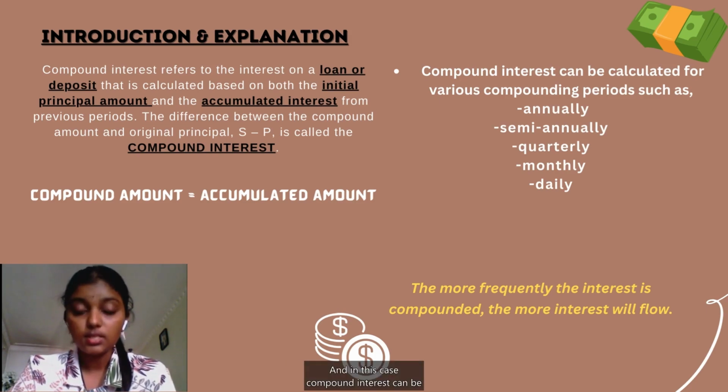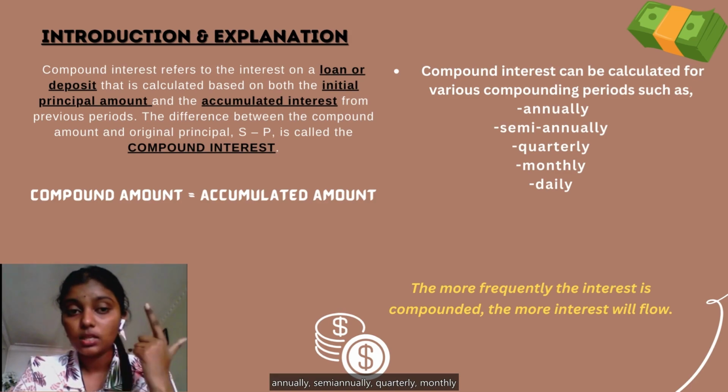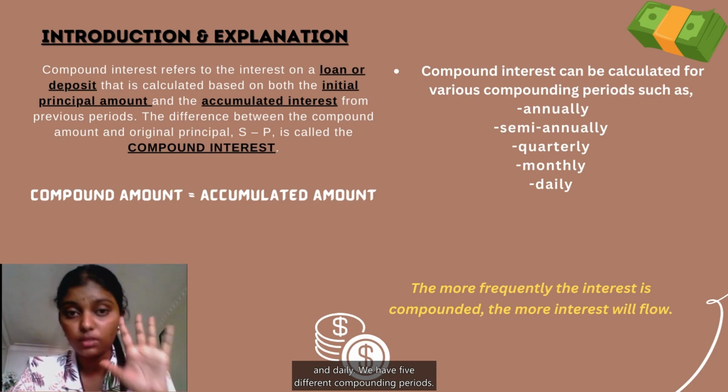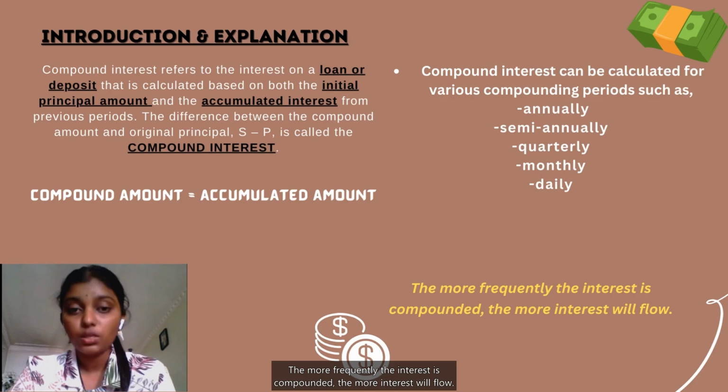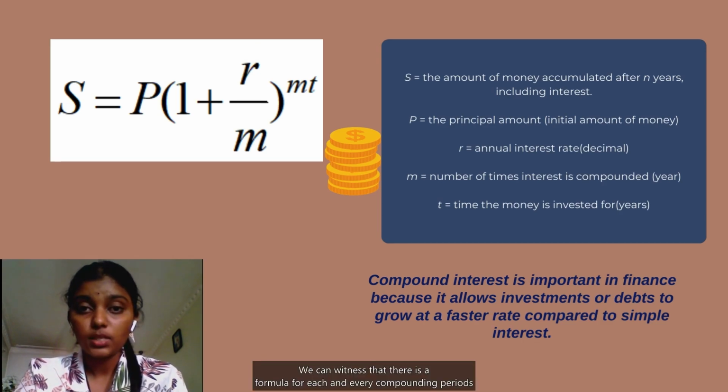In this case, compound interest can be calculated for various compounding periods such as annually, semi-annually, quarterly, monthly, and daily. We have 5 different compounding periods. The more frequently the interest is compounded, the more interest will flow. We can witness that there is a formula for each and every compounding period.